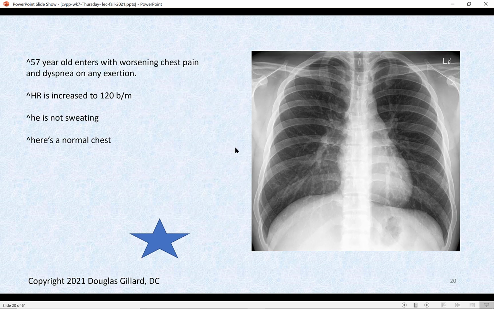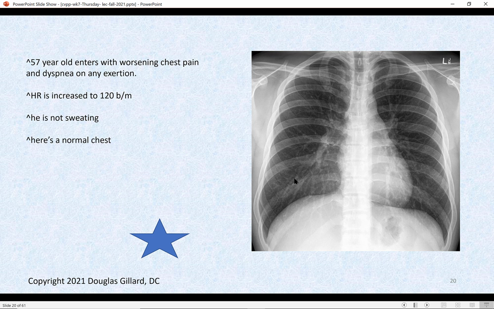And that's cardiac tamponade. Here's a 57-year-old who comes in your office, chest pain. It's getting worse. He's got trouble breathing when he goes up the stairs. That's dyspnea on exertion. His heart rate's 120, so he's either in distress or he's got a tachycardia or something's going on. He's not sweating. I'll give you a sneak preview into the future. If you're sweating and you come in with chest pain, you have to be very worried that the patient's having a heart attack.